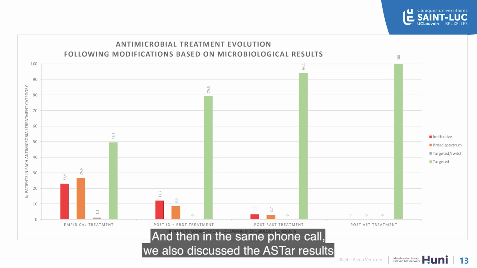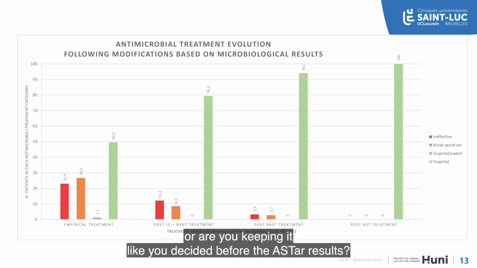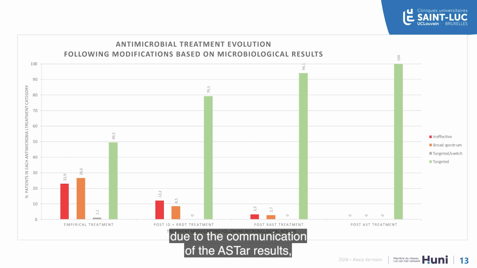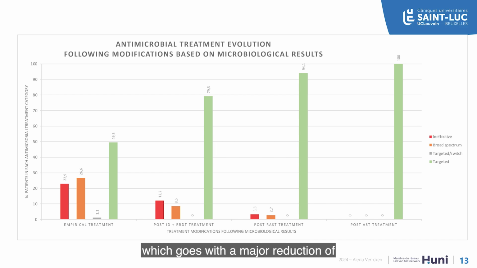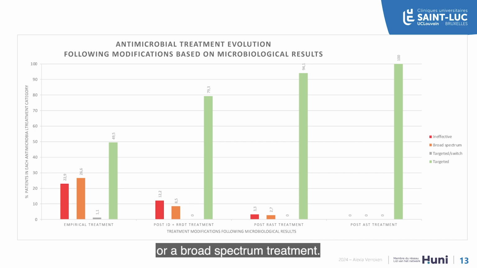And then remember, in the same phone call, we also discussed the ASTar results that we additionally communicated. And then again, we said, okay, now that I give you this information, are you going to do some additional changes, or are you keeping it like you decided before the ASTar results? But there have been approximately 15% additional changes due to the communication of the ASTar results, which goes with a major reduction of the percentage of patients with an ineffective treatment or a broad spectrum treatment.